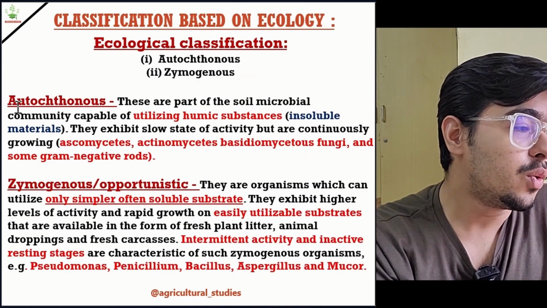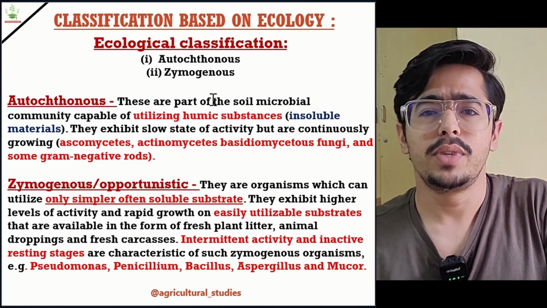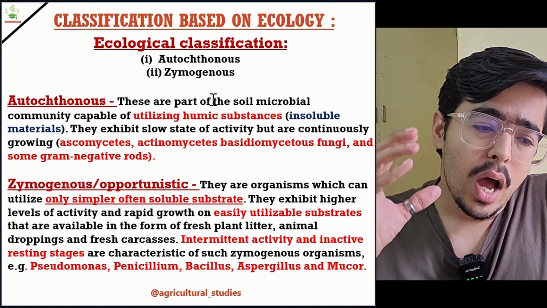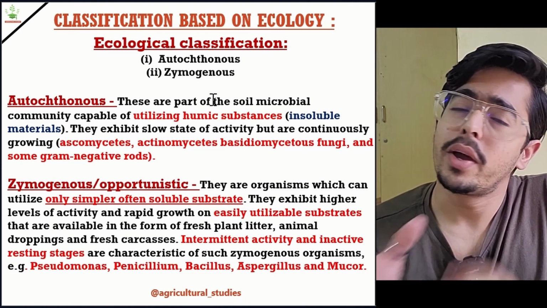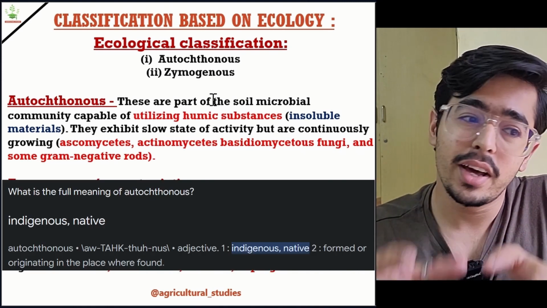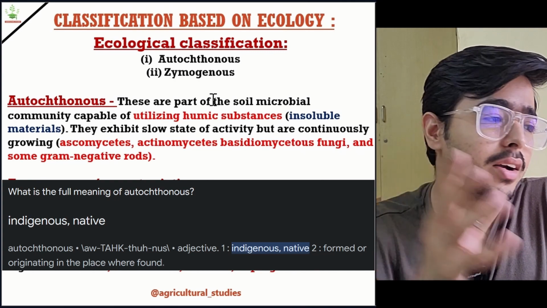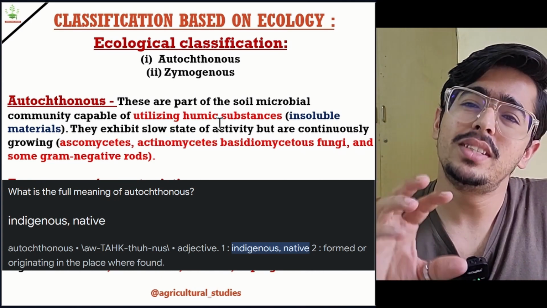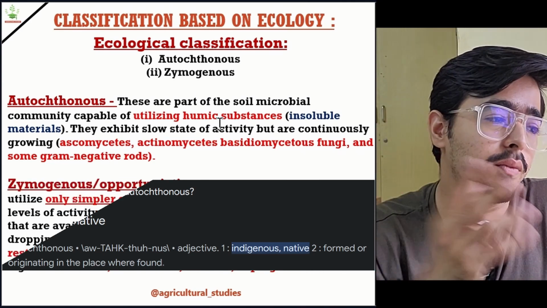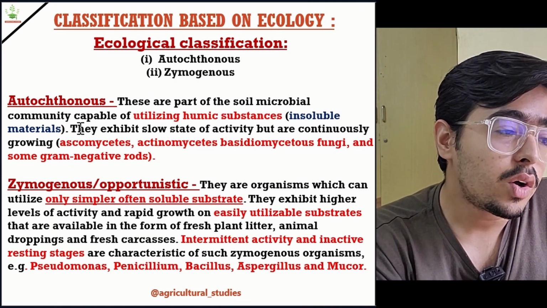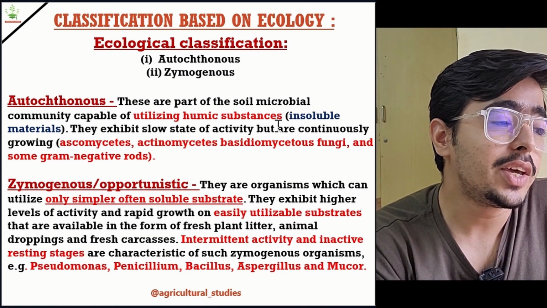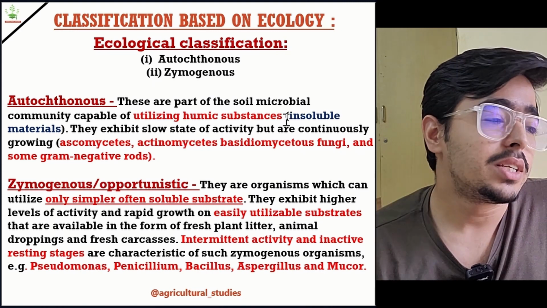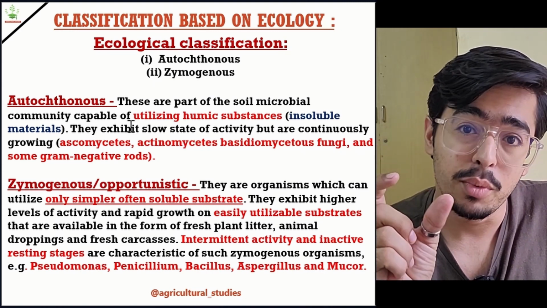The very first thing we should know is autochthonous, in the classification based on ecology. What does autochthonous mean? Autochthonous means indigenous. Microorganisms that are indigenous to the soil, that are already present in the soil and remain in the soil, are termed autochthonous. So autochthonous means an indigenous species of microorganism. These are part of the soil microbial community capable of utilizing humic substances. This line is telling us that these microorganisms eat humic substances, or we can say insoluble material. It is important.